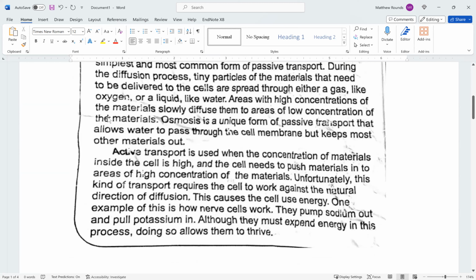All right, I'm going to start here with active transport, okay? Active transport is used when the concentration of materials inside the cell is high and the cell needs to push materials into areas of high concentration of the materials. Unfortunately, this kind of transport requires the cell to work against the natural direction of diffusion. This causes the cell to use energy.